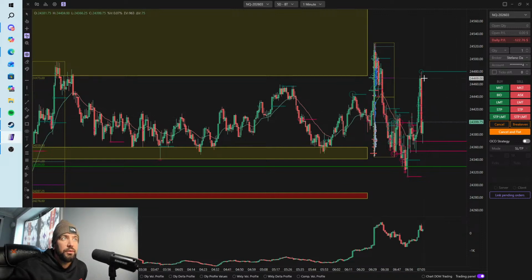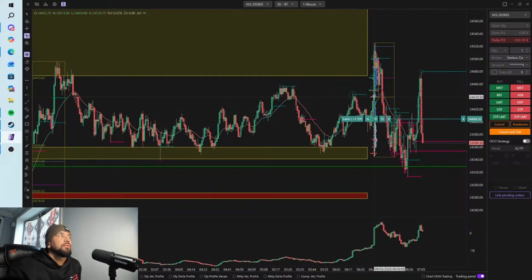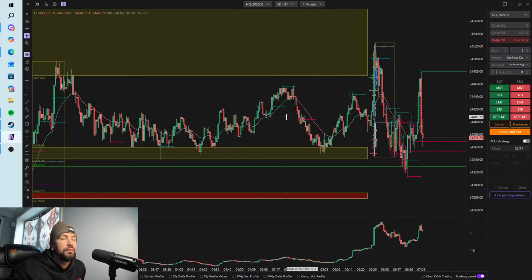I still think buyers are gonna push it higher. If we get above this order here, I can see buyers taking back control and pushing even higher, because now we're bouncing off the value area low. So I recovered everything there pretty much.